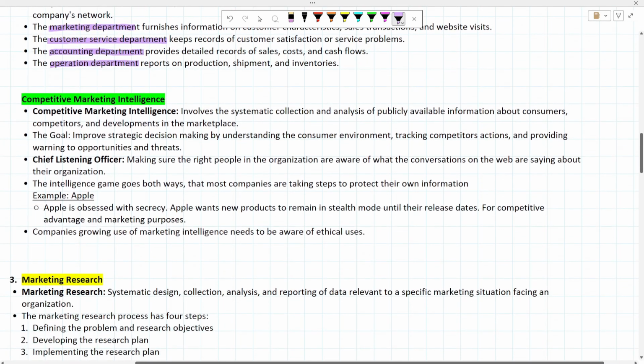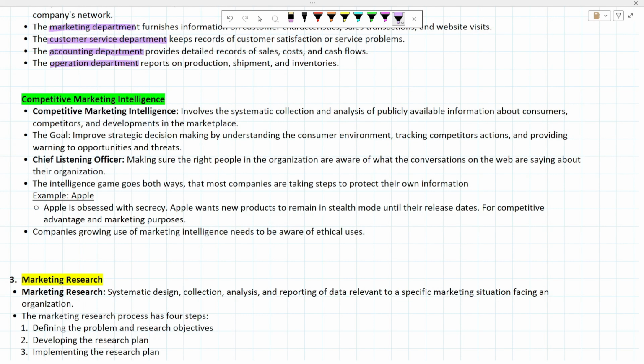So, competitive marketing intelligence. This involves the systematic collection and analysis of publicly available information about consumers, competitors, and developments in the marketplace. The goal is to improve strategic decision making by understanding the consumer environment, tracking competitors' actions, and providing warning of opportunities and threats.